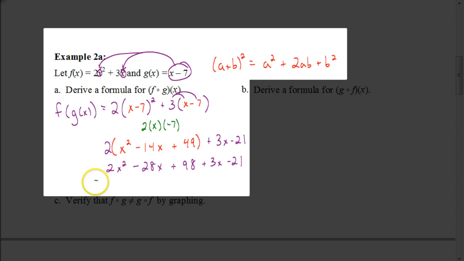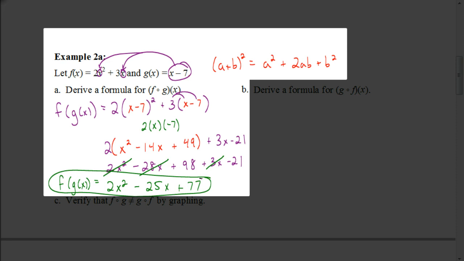So when I combine like terms here, the 2x squared, there's no other x squared, so it just stays a 2x squared. The minus 28x and the positive 3x, well, negative 28x plus 3x is minus 25x. And then 98 minus 21 is 77, so we'd have plus 77. So this would be our answer.